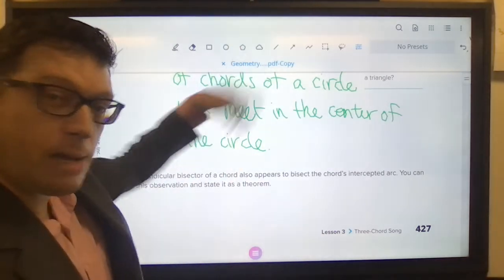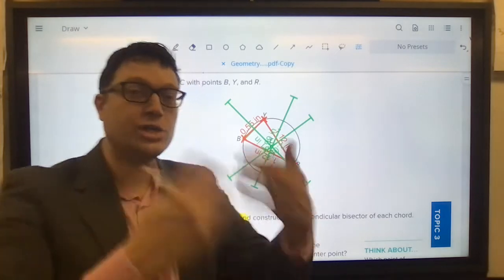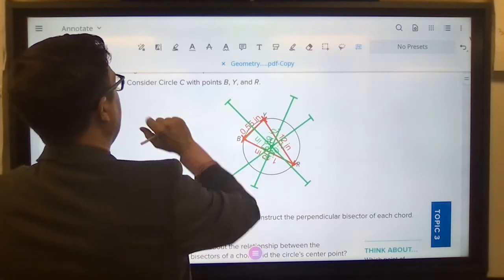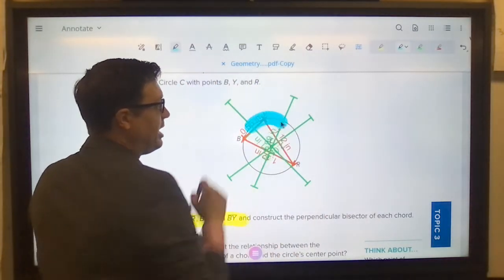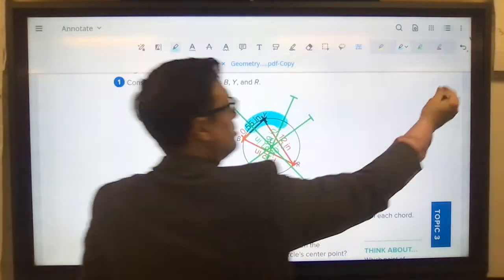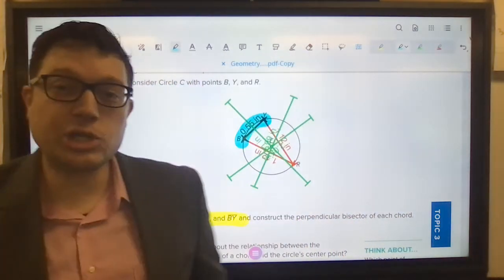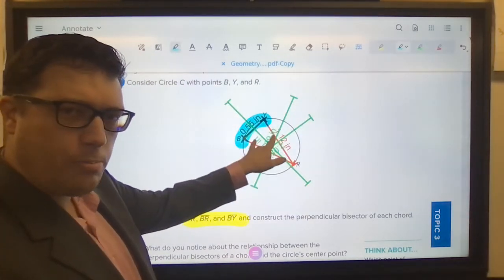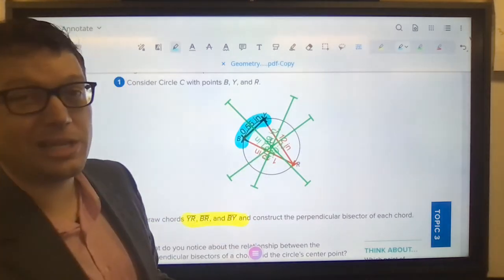Did you notice that? Let's go back up and look at that one. If we have an arc, we're intercepting an arc. Let's annotate again and choose a different color. We've got this section of the circle right there, that intercepted arc. How does this perpendicular bisector to chord BY relate to that intercepted arc? Looks like it cuts it in half.